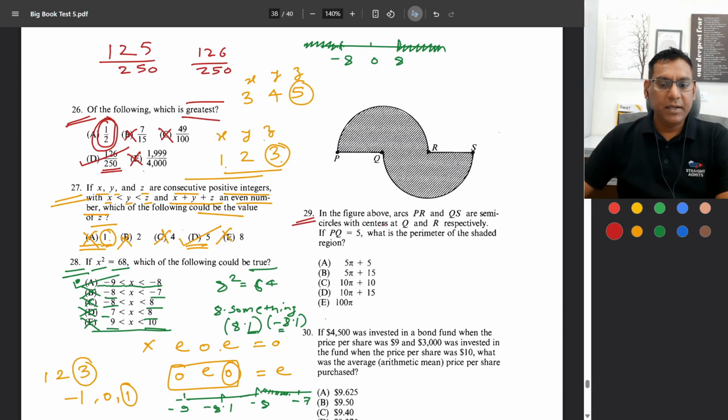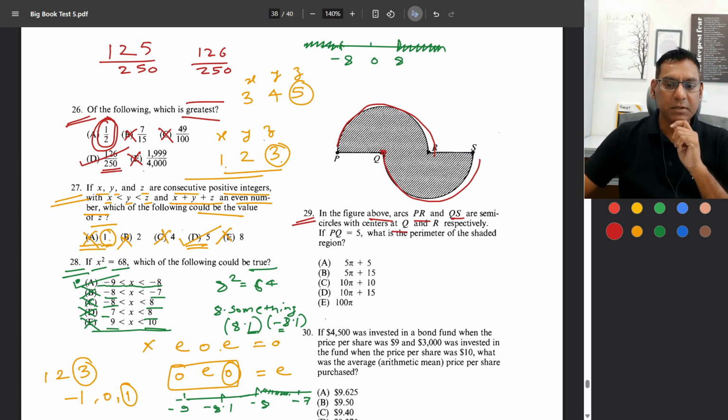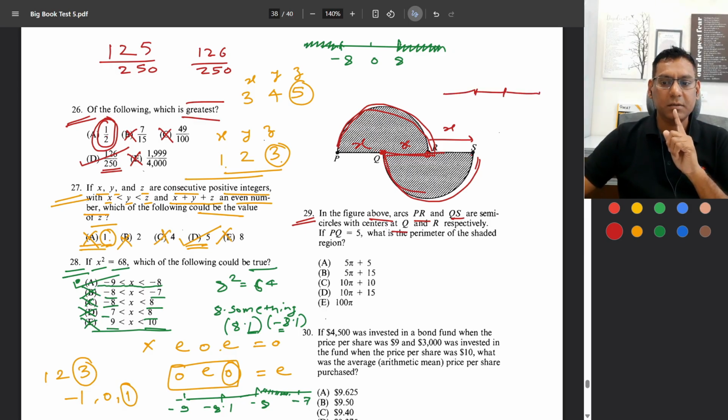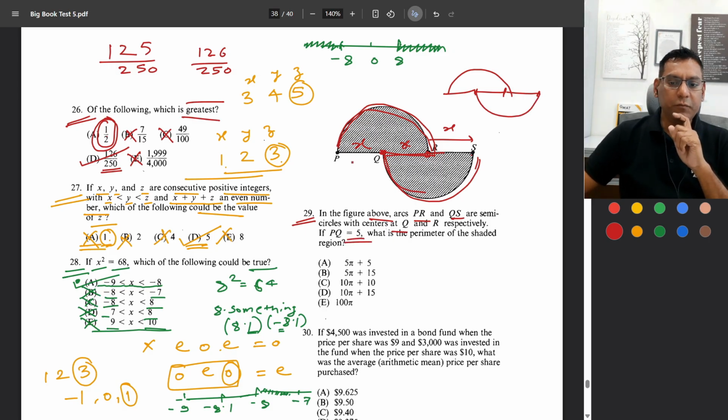Okay, question 29. In the figure above, what is PR? This PR and QS are semicircles with centers at Q. So this is a semicircle centered at Q. That means if this is X, this is X for this circle. And if this is X, this also has to be X, because this point is also a point of this semicircle. So essentially it's like this: X, then X, then X, semicircle, semicircle. If PQ is equal to 5, so this is 5, 5, 5, that's what they are saying. PQ is equal to 5, this is 5. Then the perimeter of the shaded region is what?